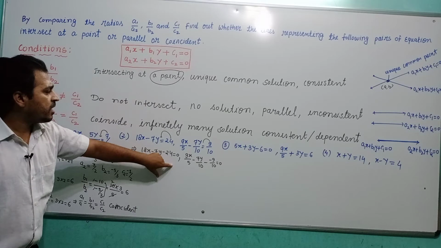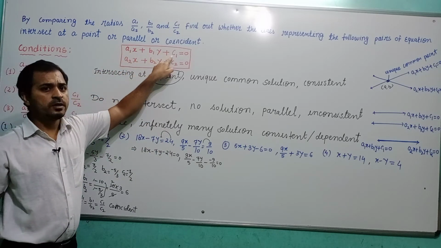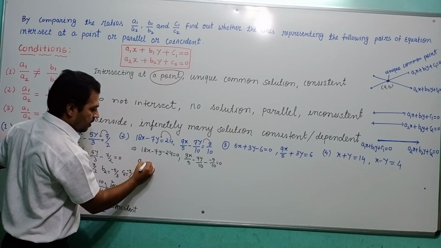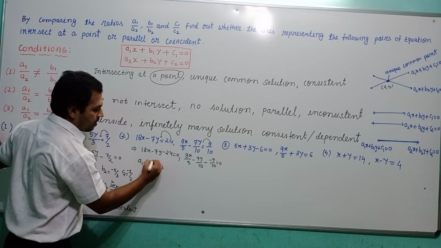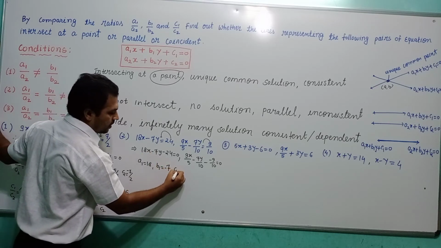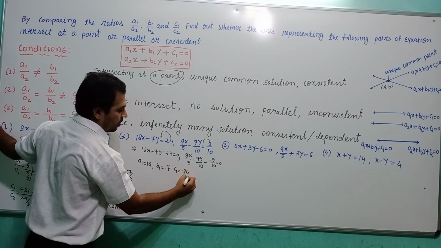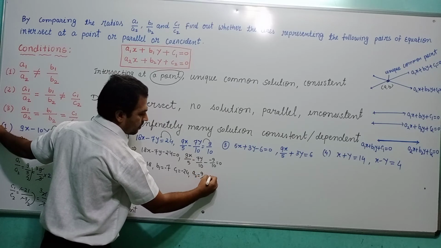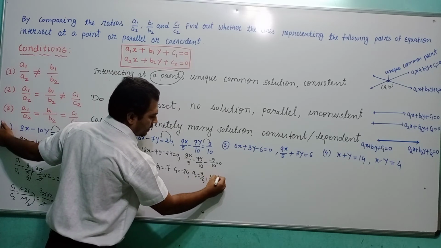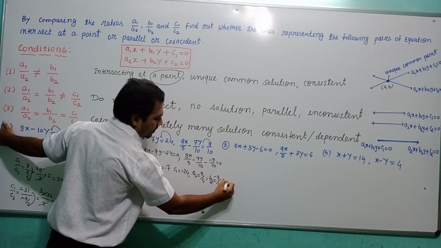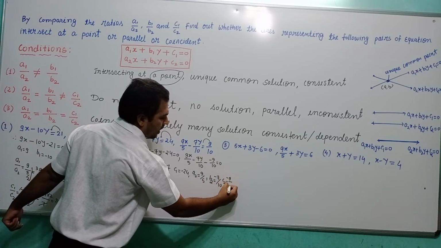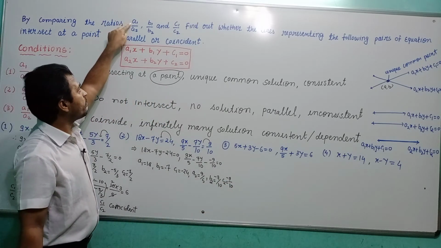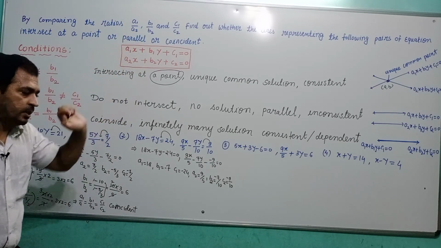Now students, comparing this pair of linear equations with a1x plus b1y plus c1 is equal to 0, a2x plus b2y plus c2 is equal to 0. So the value of a1 is 18, b1 is minus 7, c1 is minus 24, a2 is 9 by 5, b2 is minus 7 by 10 and c2 is minus 9 by 10. Okay. Now the next target is to find out a1 by a2, b1 by b2 and c1 by c2 as per the condition.